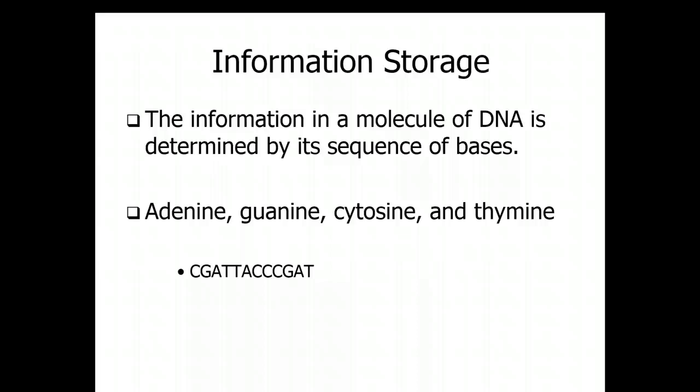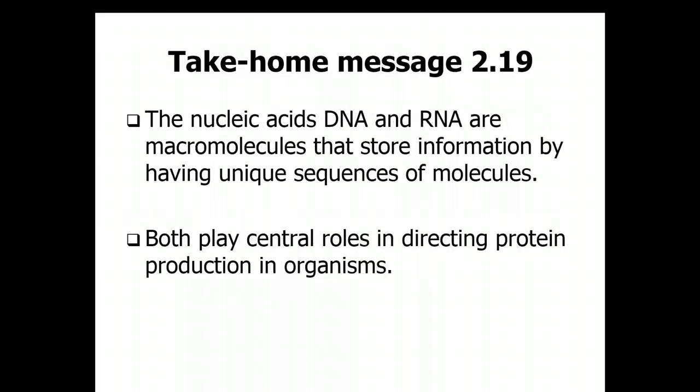One of the differences between DNA and RNA is that one of the bases is substituted for uracil, and that's really important, and we'll come back to that in a minute. So nucleic acids, DNA and RNA, are macromolecules that store genetic information by having unique sequences of these molecules. Both play a central role in directing protein production in organisms. Of course it does.